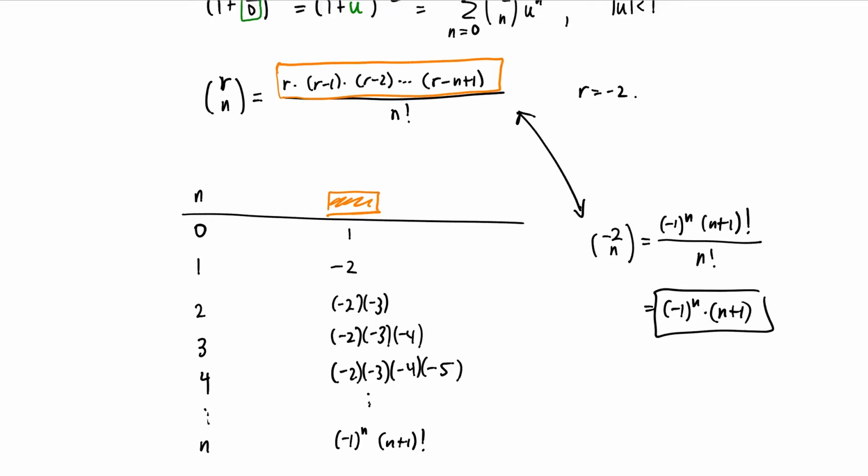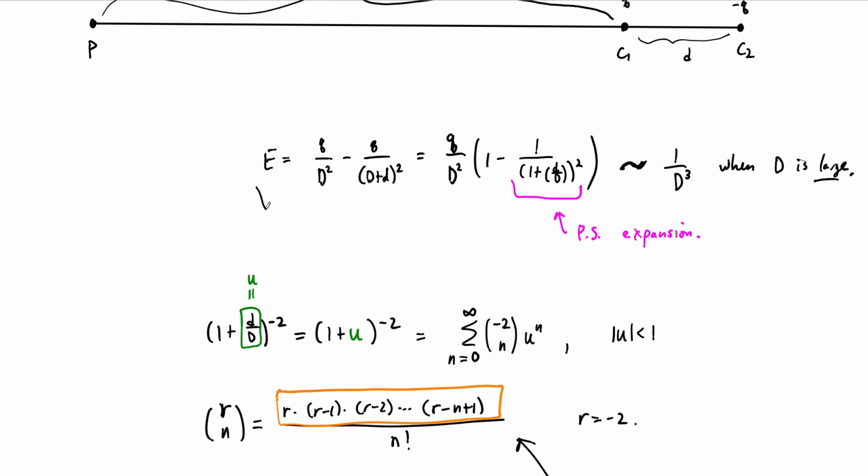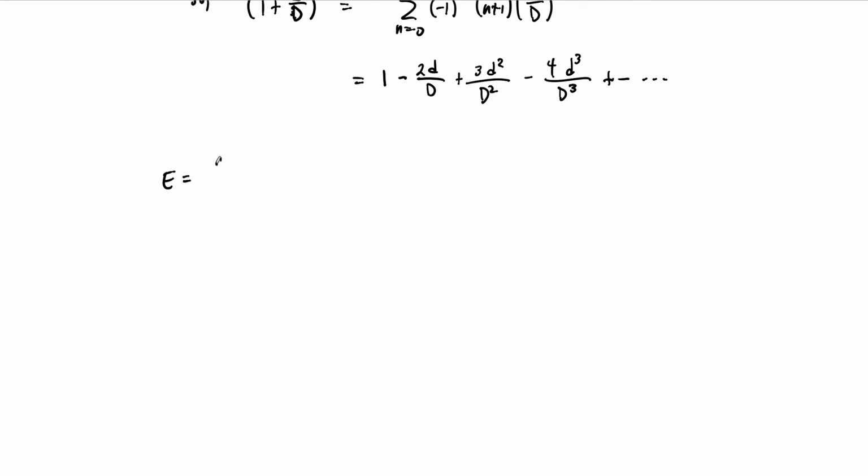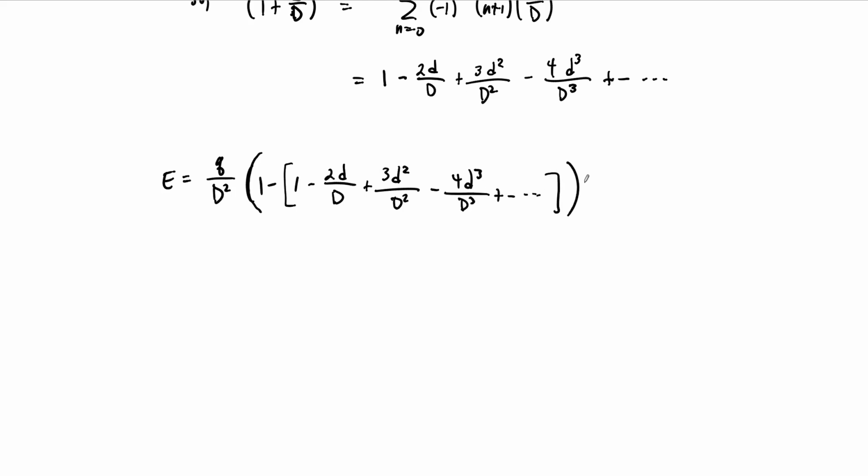And what we want to do is go back and put this into this expression for the energy, right? And so what we learned then is our energy is q over d squared times this difference. So let's write this out. So we have our energy is q over capital D squared times 1 minus this, right? So let's be very careful how we write this down, but this power series that we just found is what goes right here. So minus 2d over D plus 3d squared over D squared minus 4d cubed over D cubed plus minus, etc. Right? And look what happens.